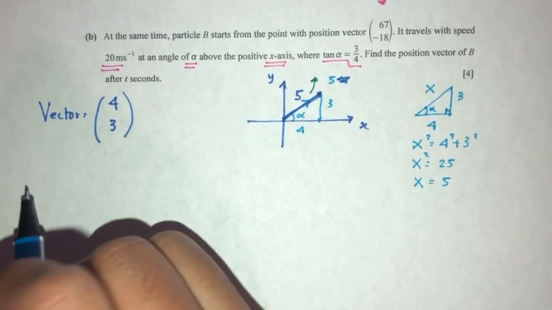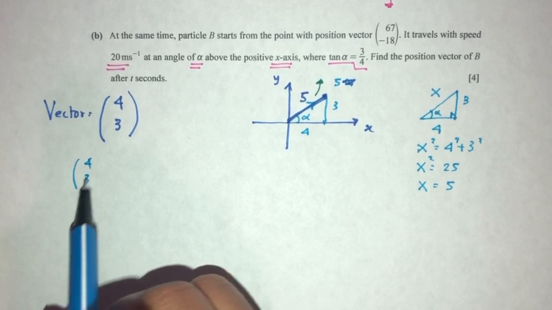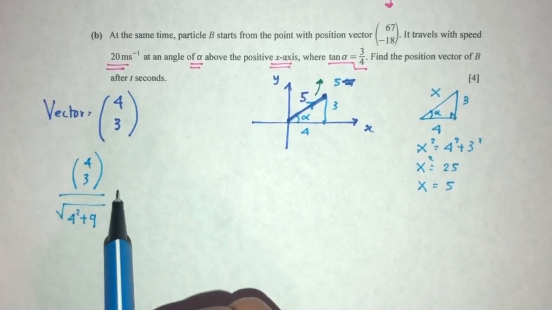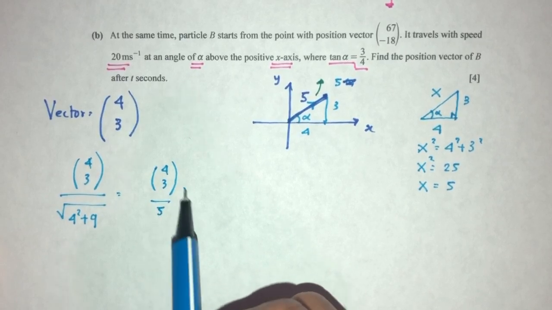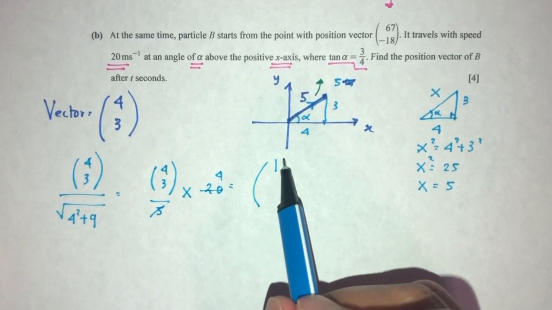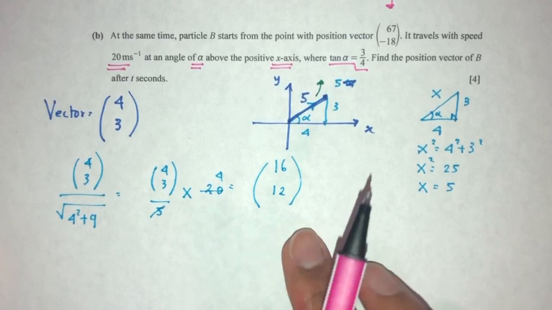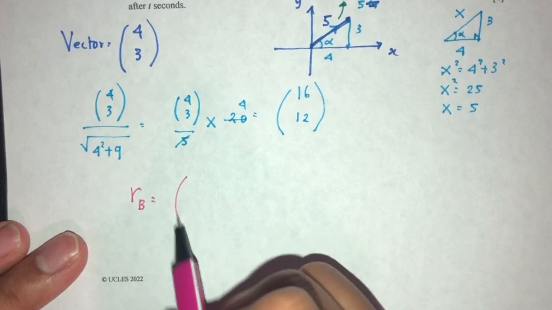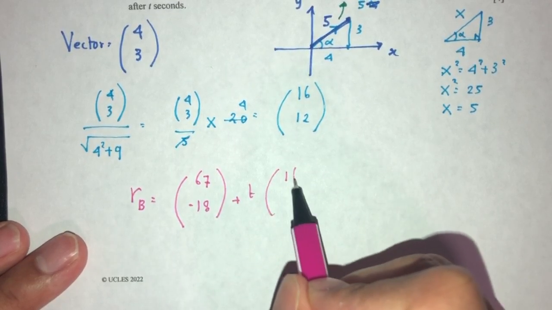So in this case we can find the velocity by using (4, 3) divided by 5, which is the square root of 4 squared plus 3 squared, right? That should become this whole thing over 5 times the speed given to you. That should become 4 here, and now we have the velocity. That should become (16, 12). Okay, so finally we have what? Once you have this, follow the same steps over here. The position of B is the initial position, which is (64, -18), plus t times the velocity.